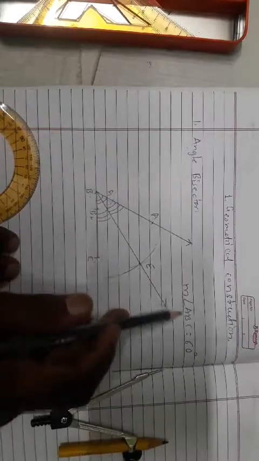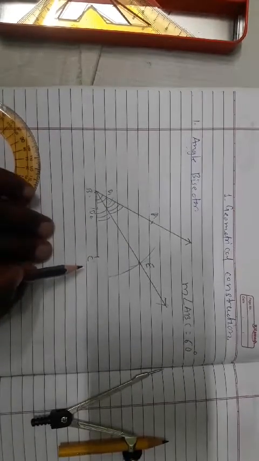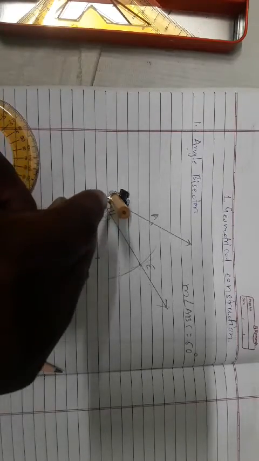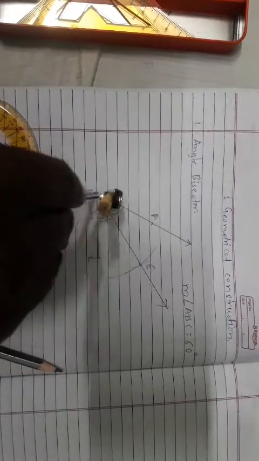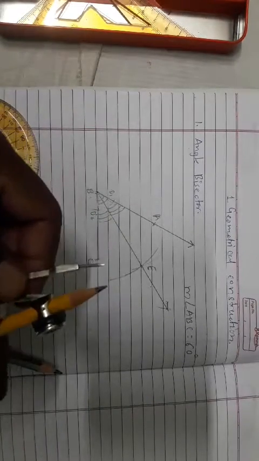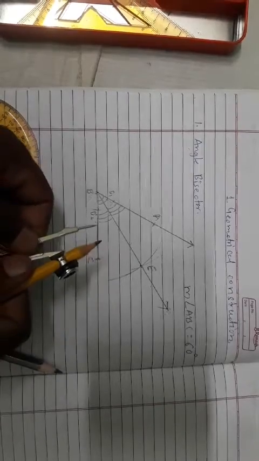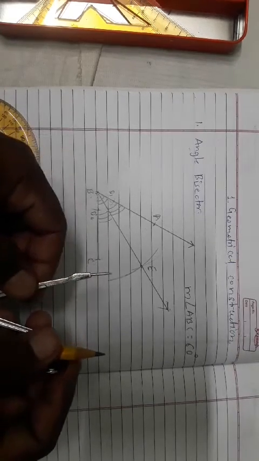Then what we have done? We have taken a small distance in pencil and compass and drawn an arc, keeping the point of the compass on B. Which angle you have to bisect? First you have to keep the point there only, then do the arc. After that, by changing the distance between the compass and the pencil, we have drawn these two arcs which are there.